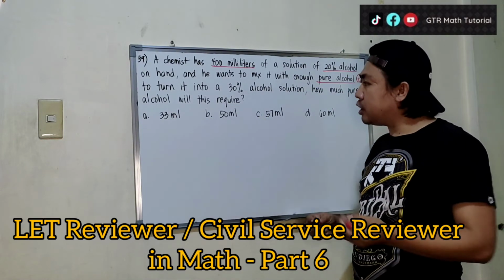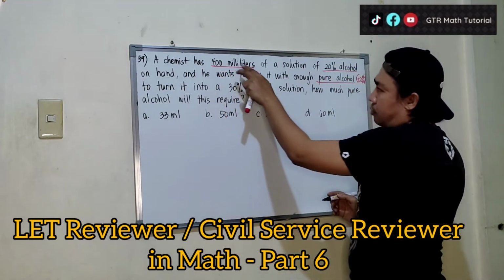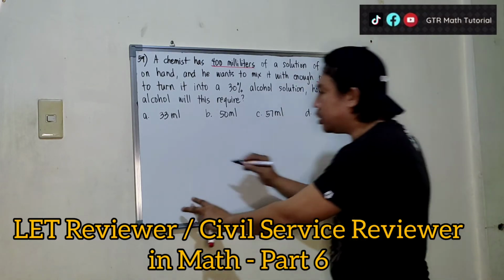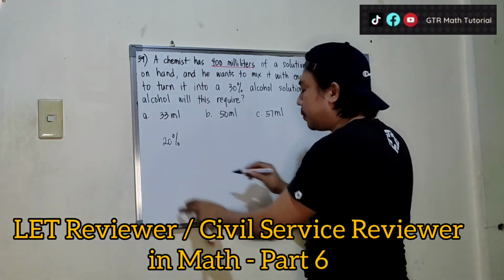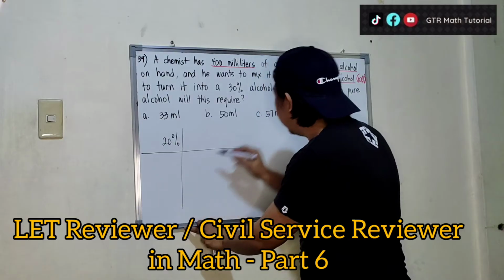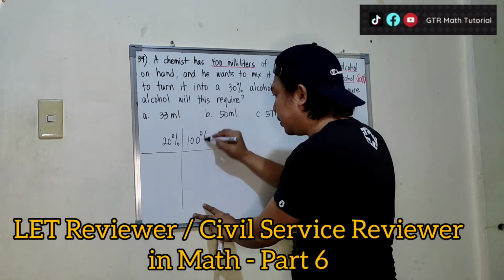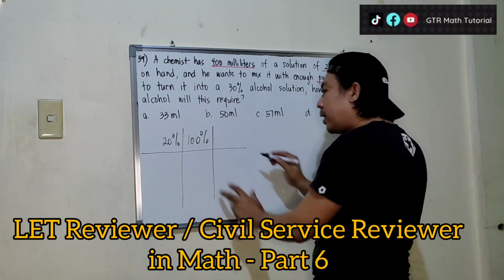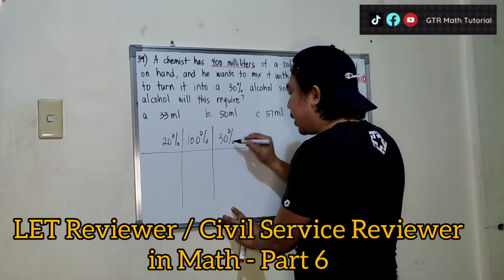So pag solve ng mixture problem, mas madali gawa lang tayo ng table. So ilalagay lang natin sa table yung percent ng solution. So we have 20%. So yung una, 20%. So yung pangalawa naman, pure alcohol, so that is 100%. Tapos, yung combination nila, 20% and 100%, kung pinagsama ay magiging 30% yung solution natin.